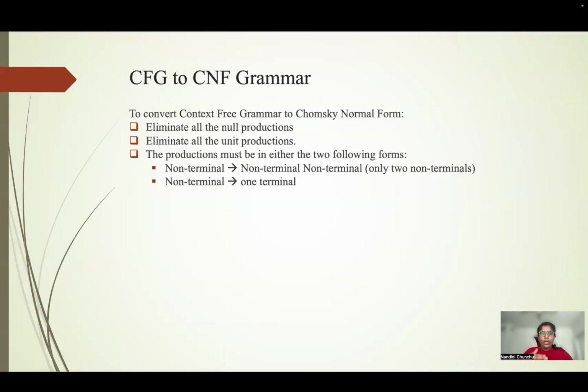So the next step is converting this CFG grammar to CNF grammar. This is the main step before performing the CKY algorithm for all the sentences. To do this, there are three rules or steps. The first step is that we have to eliminate all the null productions, we have to eliminate unit productions, and the third rule is that a non-terminal should represent either two non-terminals or only one terminal. By using all these rules, we have to convert CFG grammar to CNF grammar.